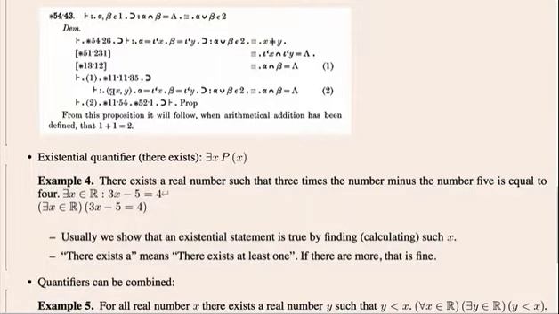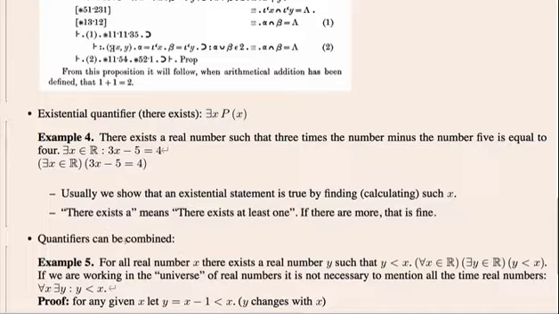These quantifiers can also be combined together. If we have, for example, two variables x and y: for all real number x, there exists a real number y such that y is less than x. That's two quantifiers combined together. For all real number x, there exists a real number y such that y is less than x.